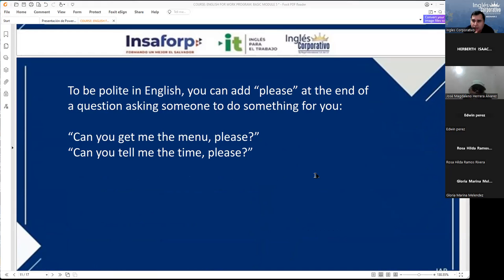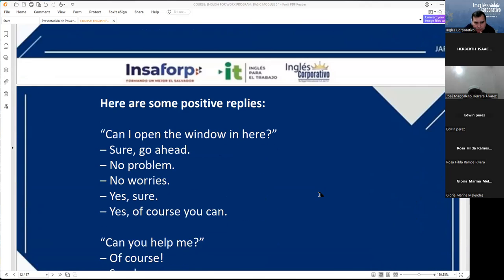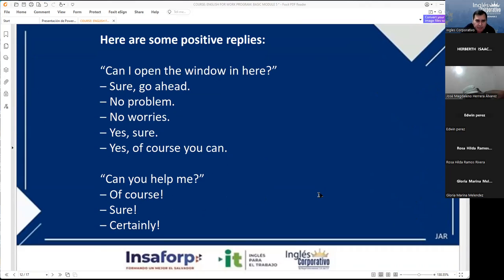The reason to add please at the end is to be polite. So to be polite in English, you can add please at the end of a question when you are asking for something or someone to do something for you. Can you get me the menu, please? Can you tell me the time, please? Here are some possible replies.